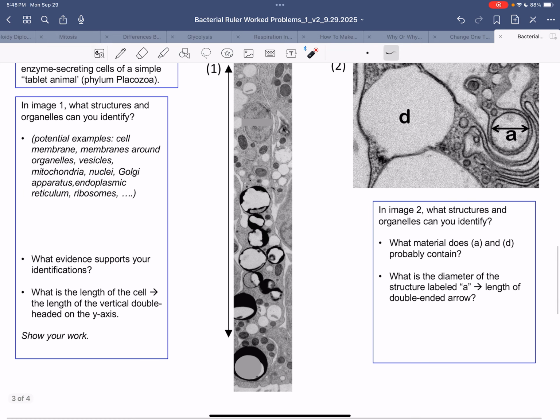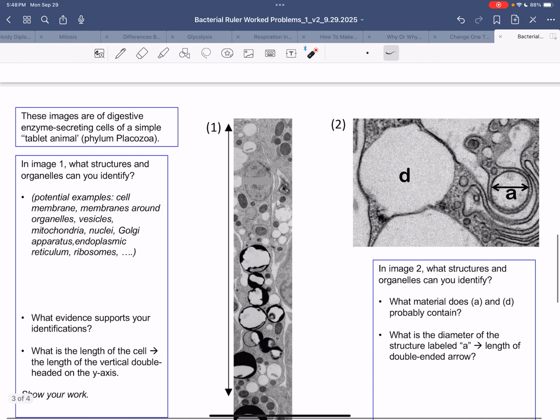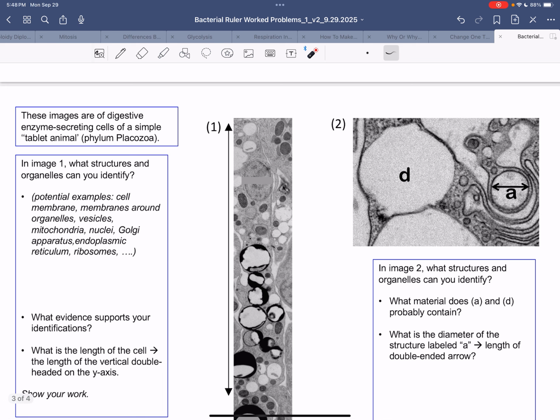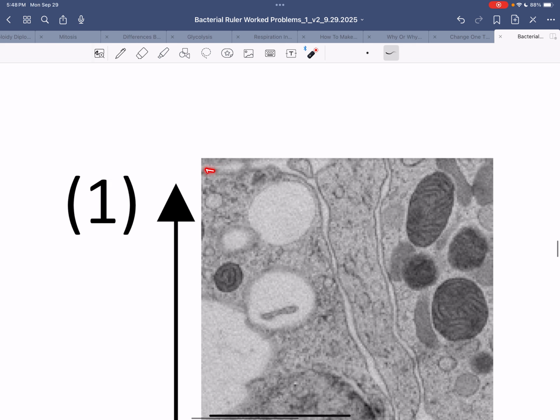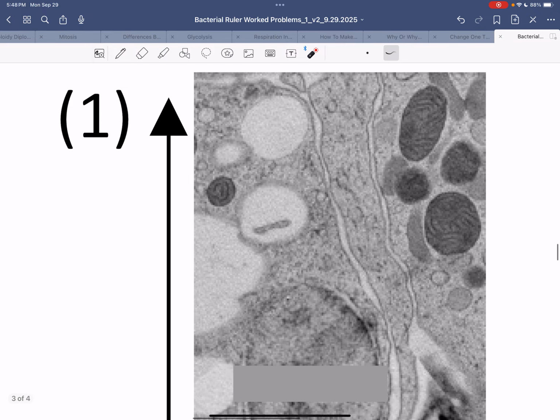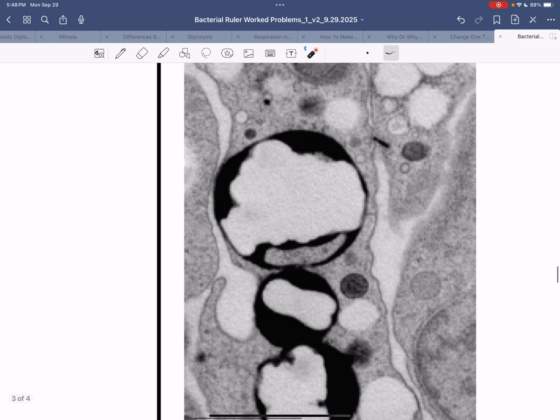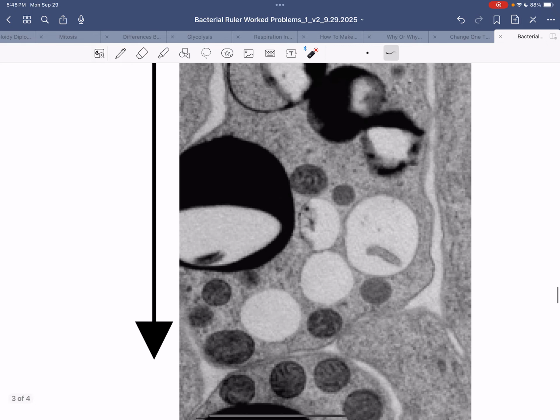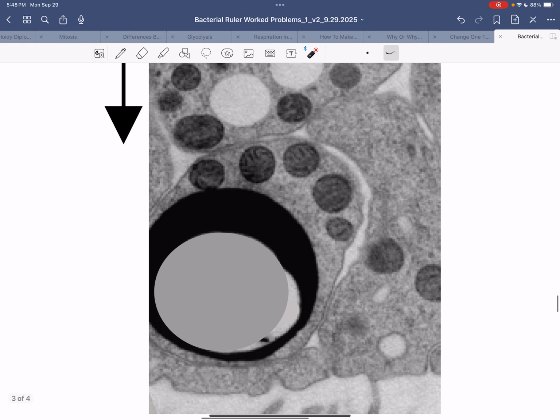Back to a ruler problem question. What's the length of the cell? So going from here, this looks like the top of the cell. Here's the next cell up above it. So from there, all the way down to here, our cell looks like it ends down here, and then this is part of another cell down below.